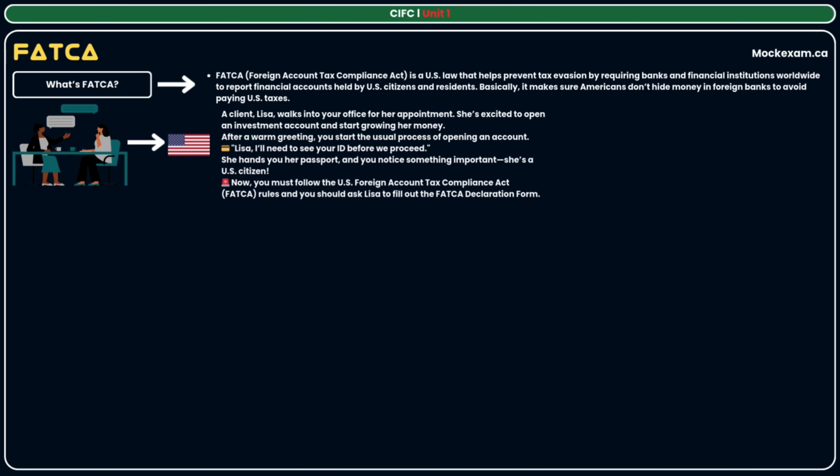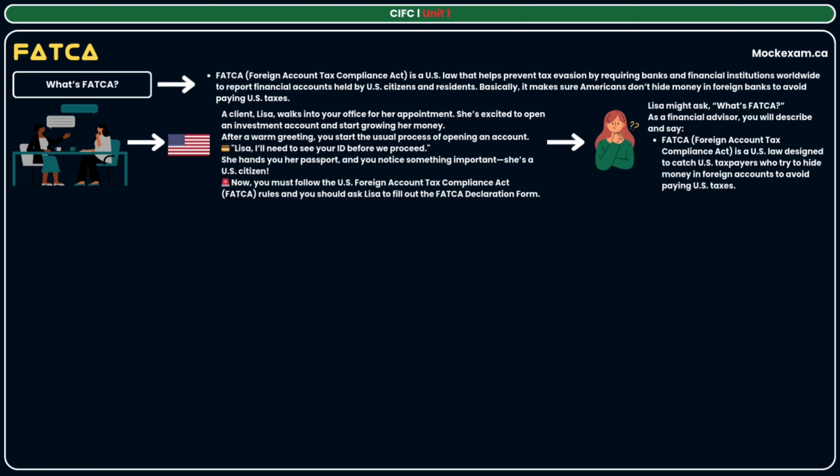She's a US citizen. Now, you must follow the US Foreign Account Tax Compliance Act, or FATCA, rules, and you should ask Lisa to fill out the FATCA declaration form. This rule has a declaration form, so US citizens in countries other than the US, I'm talking about Canada, need to fill out that declaration form. But Lisa, may I ask you, what's FATCA?